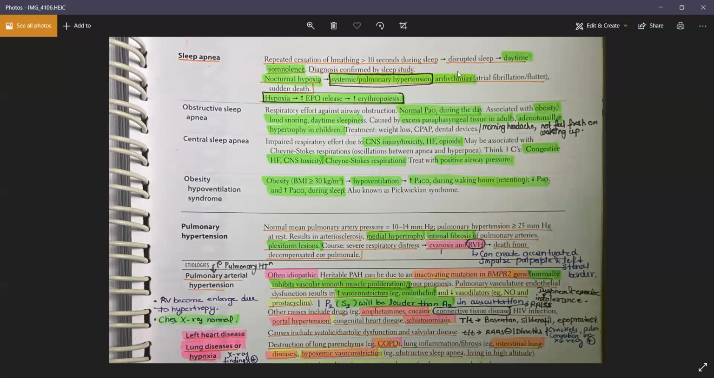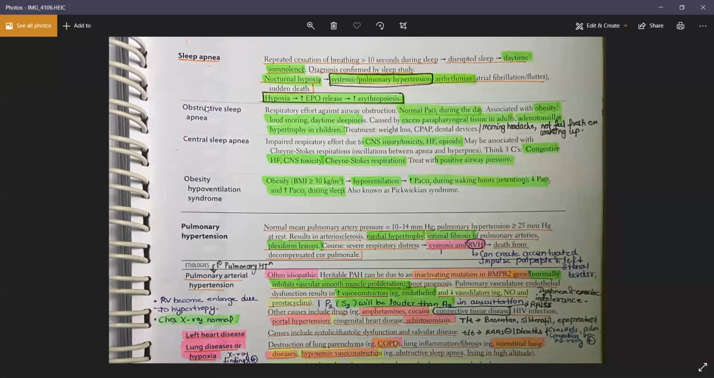And I told you, whenever you have any kind of change in the heart, this can promote arrhythmias. So AFib and flutter can also happen in these patients. Because of chronic hypoxia throughout the body, the kidney will release EPO, and this will cause erythropoiesis, so these patients will also have a high hematocrit. Now, there are 3 types. One is obstructive sleep apnea. Second is central sleep apnea. And third is obesity hypoventilation syndrome.